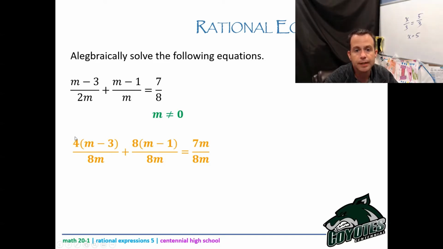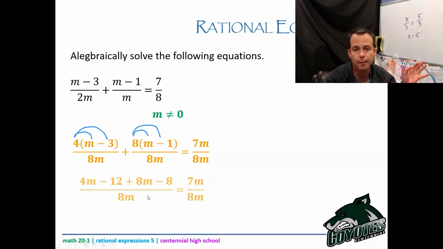Okay, now I'm going to distribute these guys. So this is going to be, I can think about this all as one denominator on the left side now because it's common, right? So this is going to be 4m minus 12 plus 8m minus 8. Okay, 4m minus 12 plus 8m minus 8. Now I can simplify the top of that. 4m plus 8m is 12m. Negative 12 minus 8 is negative 20. I can also pull the numerators out because I have the denominators being the same thing.